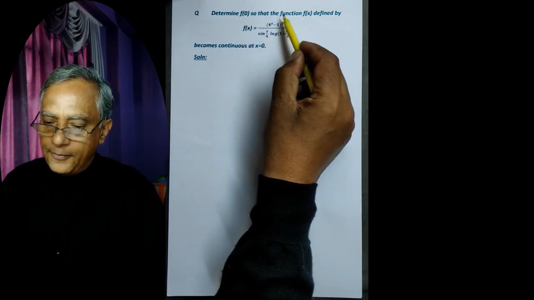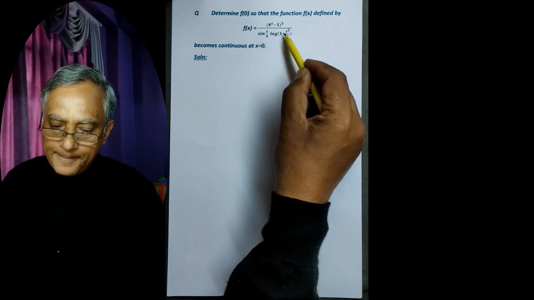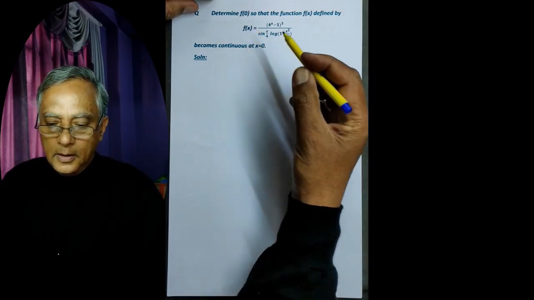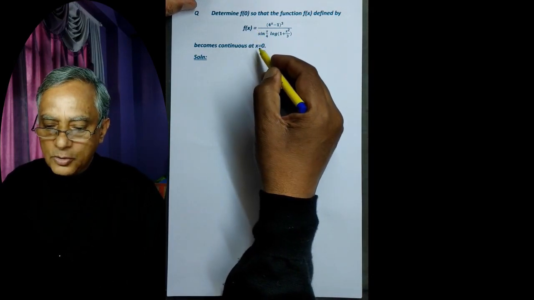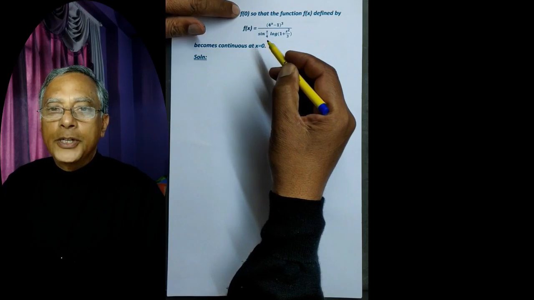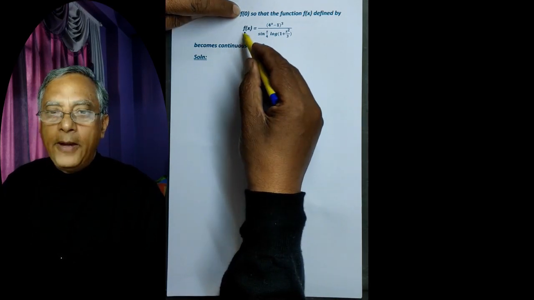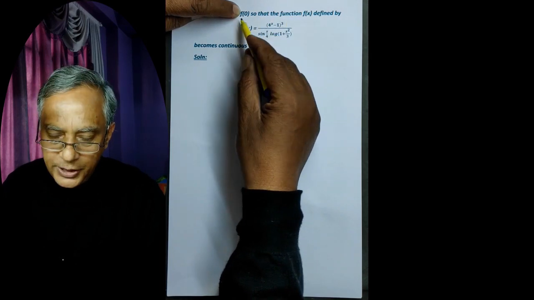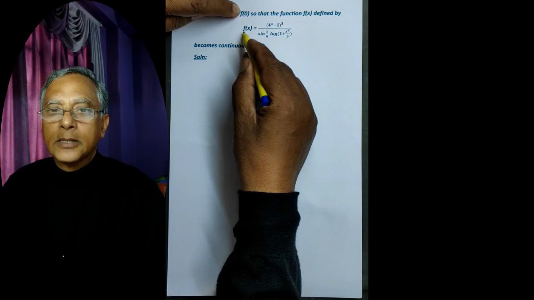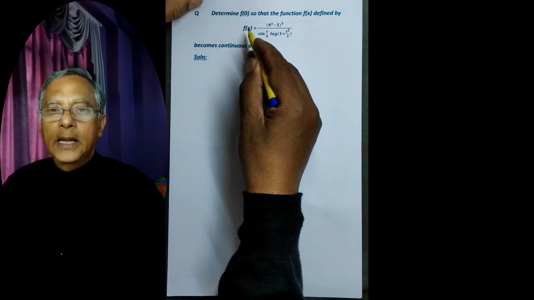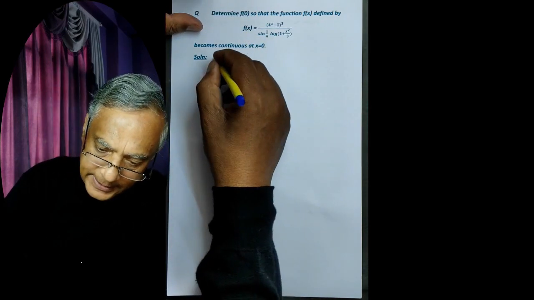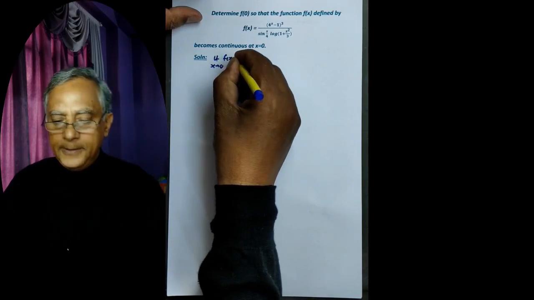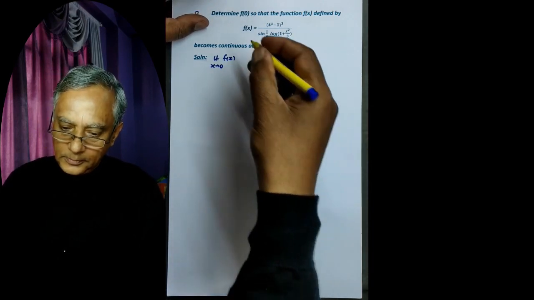Next question is, determine f of 0 so that the function f(x) defined by this becomes continuous at x equal to 0. Now, for the function to be continuous at x equal to 0, what should be the value of f of 0? Limit x approaches 0 of f(x) must be equal to the value of the function at that point. So, f of 0 must be equal to limit x approaches 0 of f(x). So, first we find limit x approaches 0 of f(x).